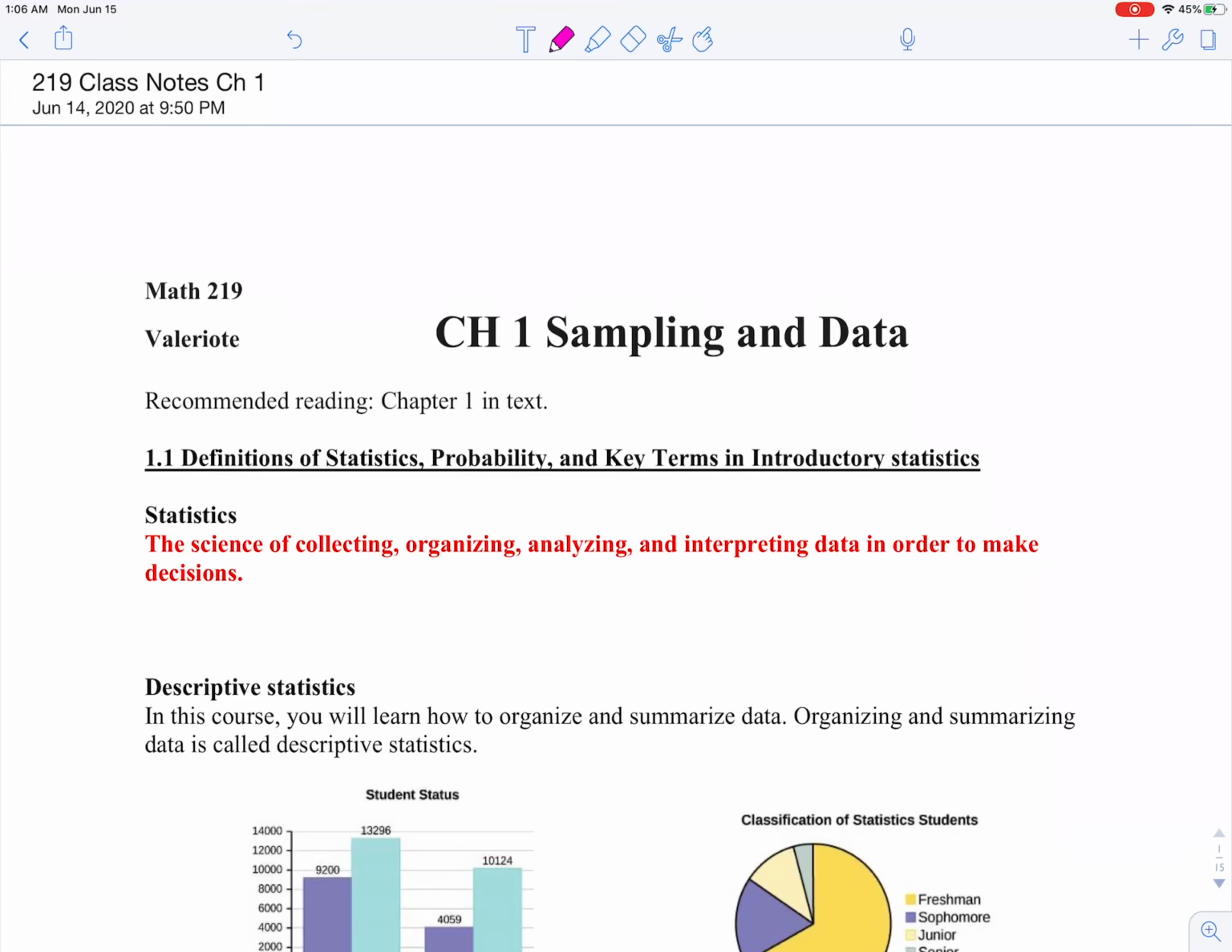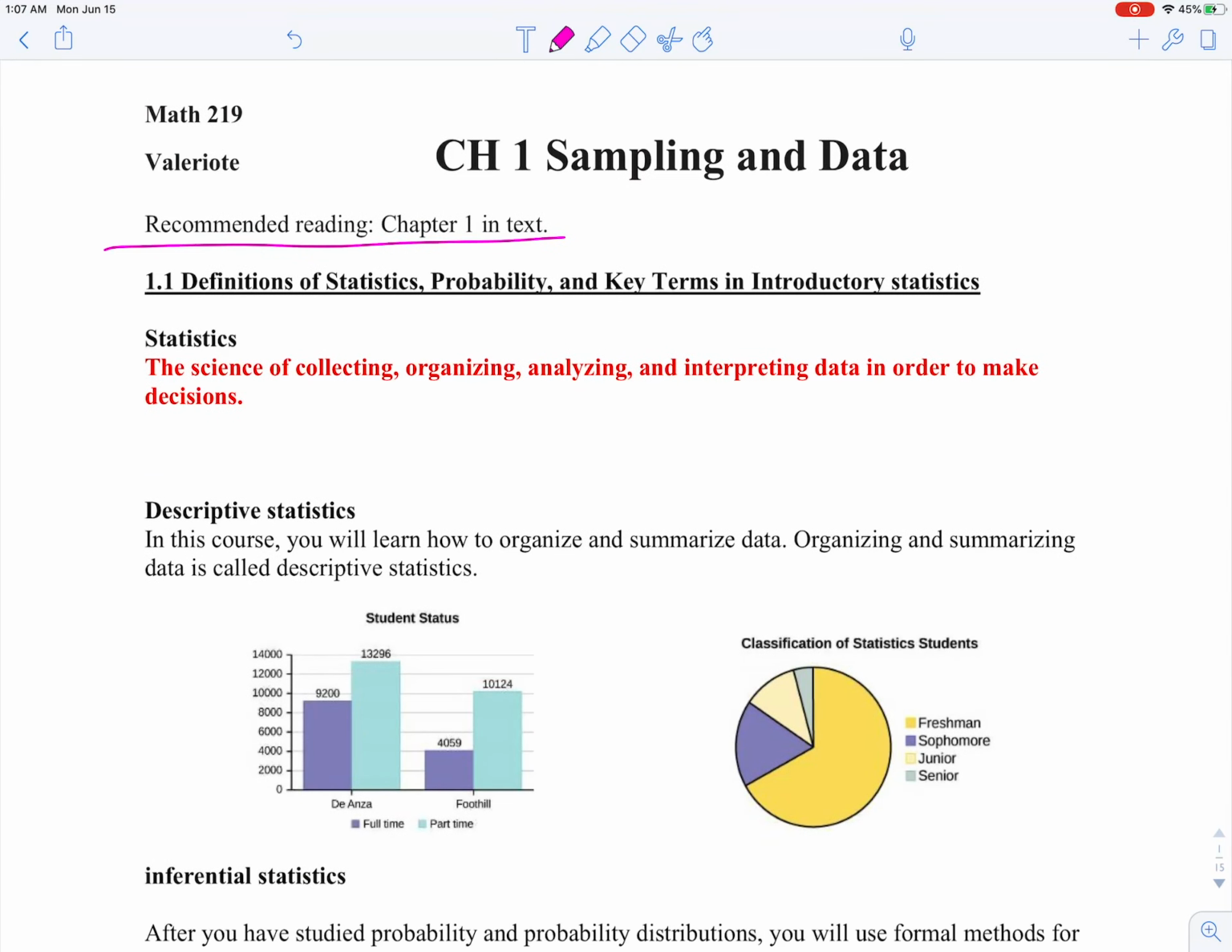All right, welcome to Chapter 1, Sampling and Data. I definitely recommend that you read Chapter 1 in your online textbook in conjunction with this lecture. It'll help you understand things better.